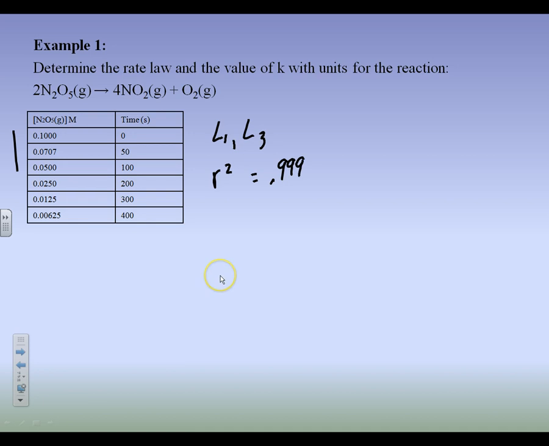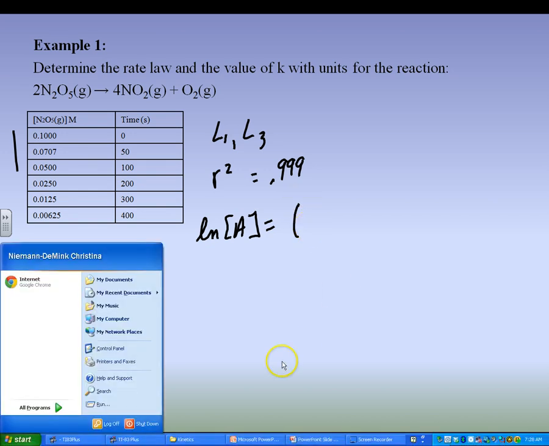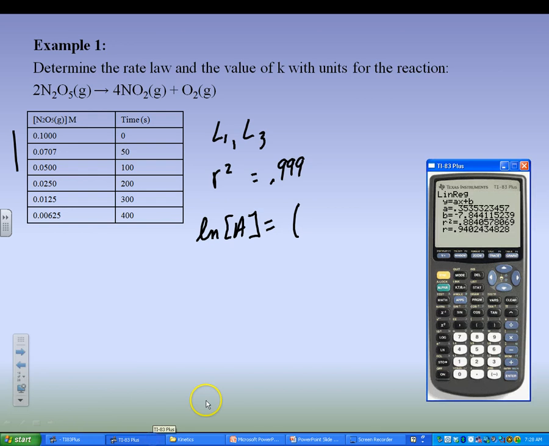And if you remember, what happened with L3 is we were plotting the natural log of our concentration of A. So that tells me that the equation I'm going to use is this one. Oh, for my calculator, where's my calculator again?